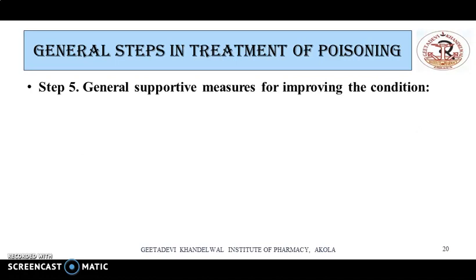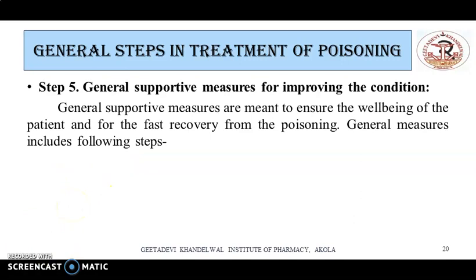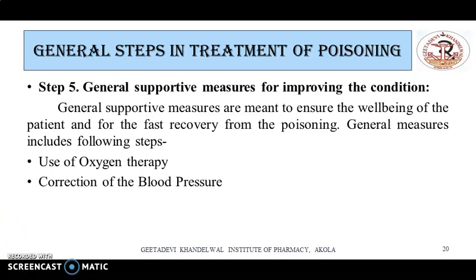Now we'll discuss step number 5. This is the general supportive measures for improving the condition. General supportive measures are meant to ensure the well-being of the patient and for fast recovery from the poisoning. General measures include use of oxygen therapy when there is hypoxia, correction of blood pressure of the patient by fluid therapy. Dopamine may be required for correcting the blood pressure.